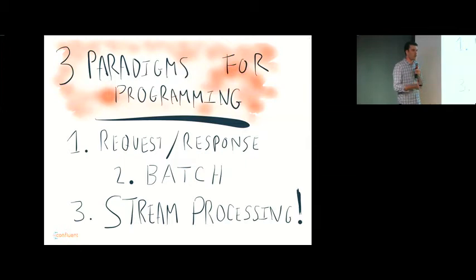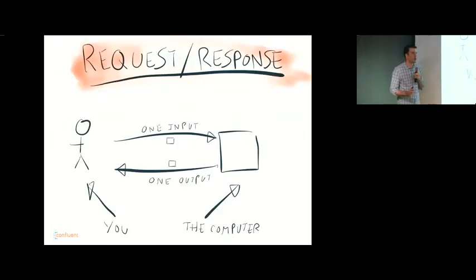Request-response programs are something probably most people spend much of their time working on. That's like an HTTP request. Somebody makes an HTTP request, you do some work, and you give back a response, right? So in this model, you give one input, which is the request, and you give one output, which is the response. That is how request-response processing works.